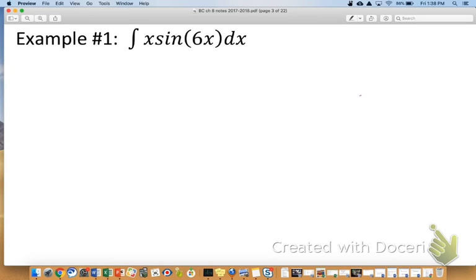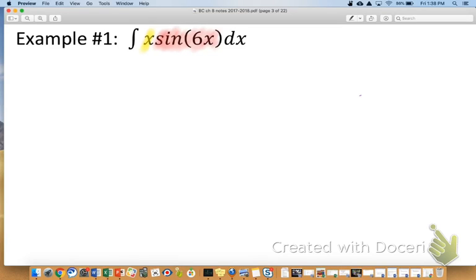So I clearly have two functions, one of which is a polynomial type thing, like just x, and the other is a transcendental, sine of 6x. I'll highlight these two. Here's the first one, here's the second one. Whenever you see an integrand that's a product, and it's a polynomial times a transcendental, that's your cue to think about integration by parts.